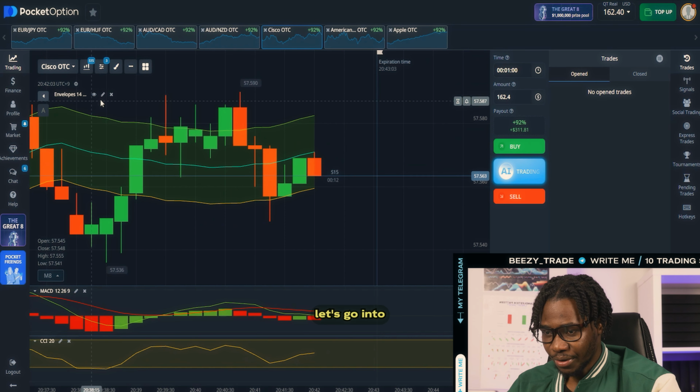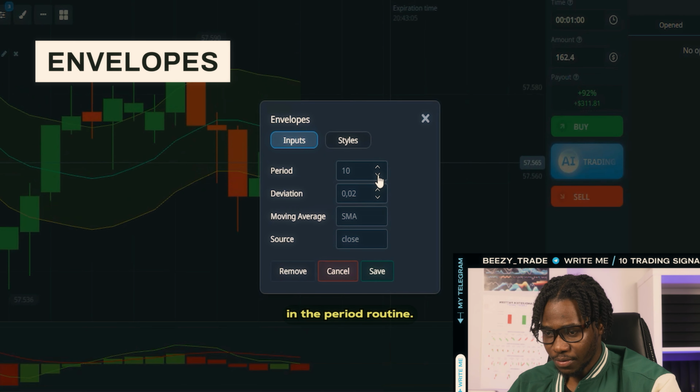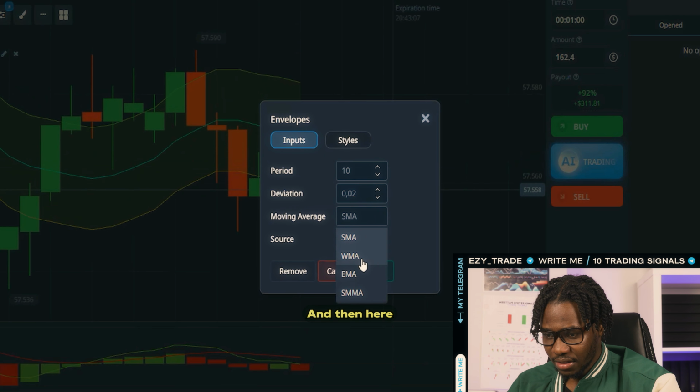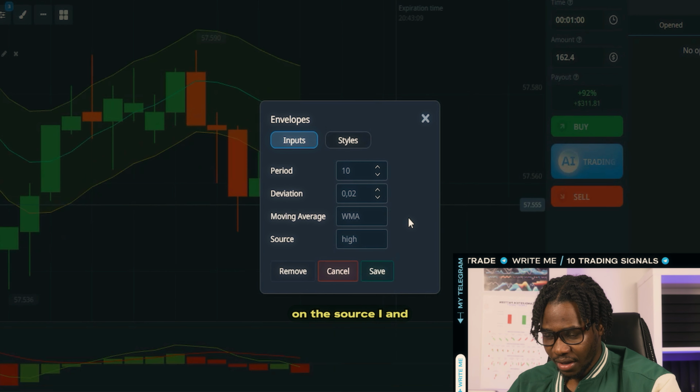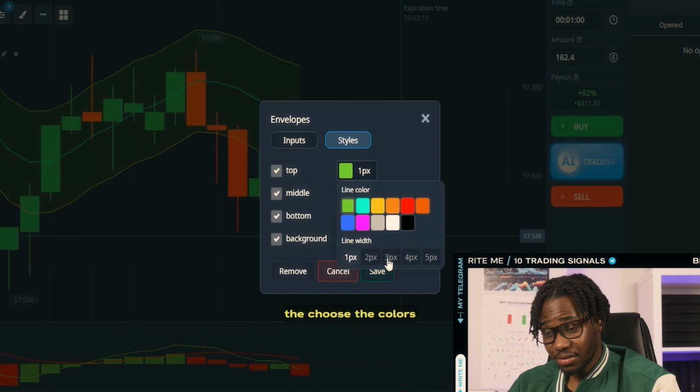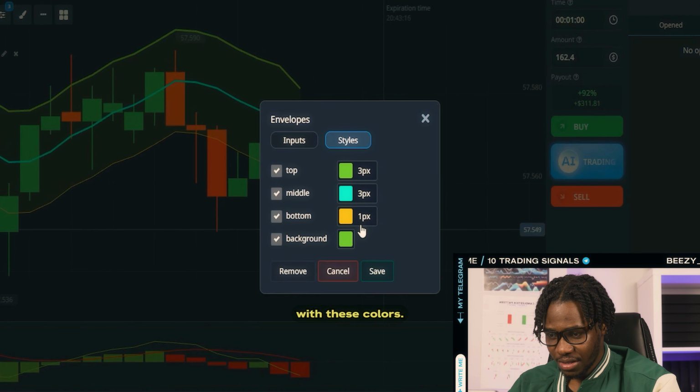So here let's go into the envelope, and then let's go on the period, you put it to 10, and then here on the source, high, and I think that's all. And then let's go to the colors. Let's choose the colors that we're going to work with. So I'm going to work with these colors.